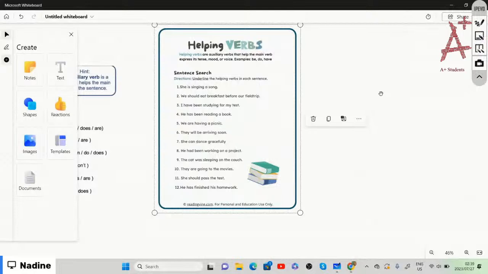All right, so number 3 says, I have been studying for my test. I have been studying for my test. We need to select the helping verb within this activity, right?